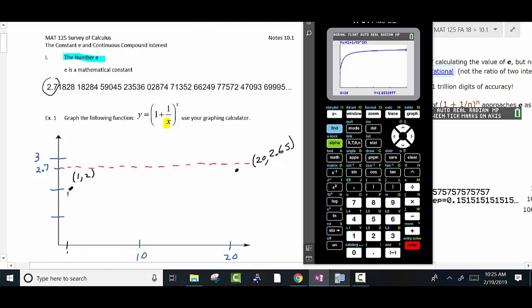Okay, so here's what your graph does. I want you to just kind of sketch this out. It kind of goes like that. It never hits the y-axis because it's undefined, so it just does that.